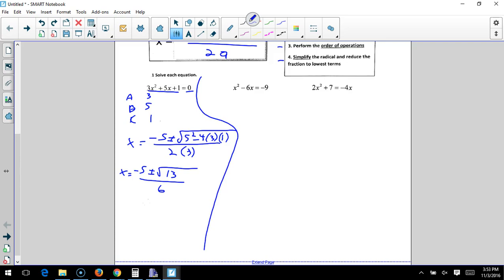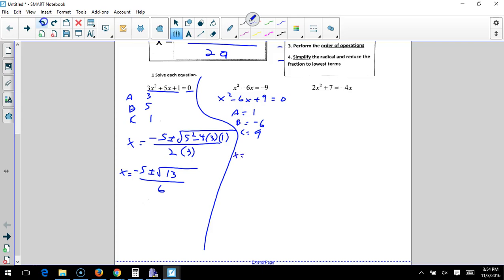Now this one, it's not in standard form yet, so we have to move that negative 9 over to make it x squared minus 6x plus 9 equals 0. Now I can identify A, B, and C. A is 1, B is negative 6, and C is 9.